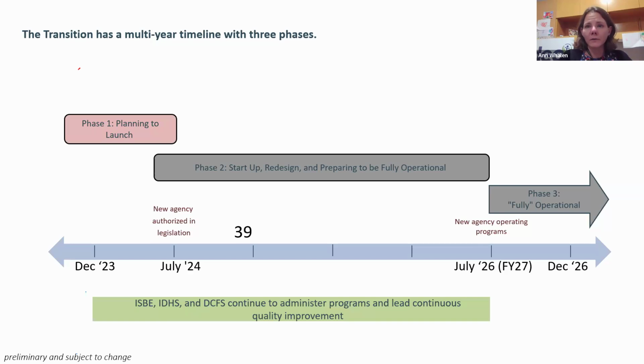And then the new agency will become fully operational and begin administering the programs and services that I just referenced on the previous slide, starting July 1, 2026. But in the meantime, between now and July 1, 2026, the legacy agencies, and that's ISB, DHS, and DCFS, will continue to administer these programs and lead the continuous improvement efforts that are underway.